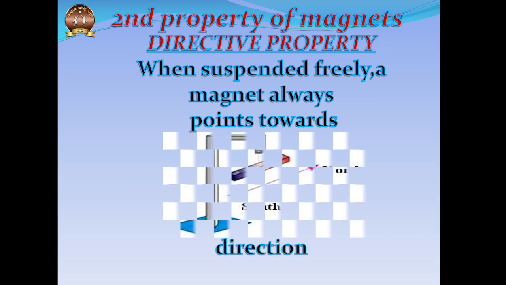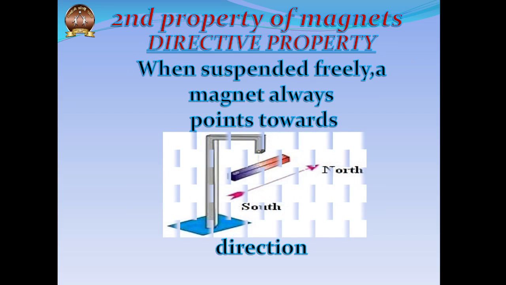The second property of magnets is called the directive property. What is the directive property? When a bar magnet is suspended freely, it would always point towards the geographical north pole or the north direction of the earth. This is what is called the directive property of magnets.